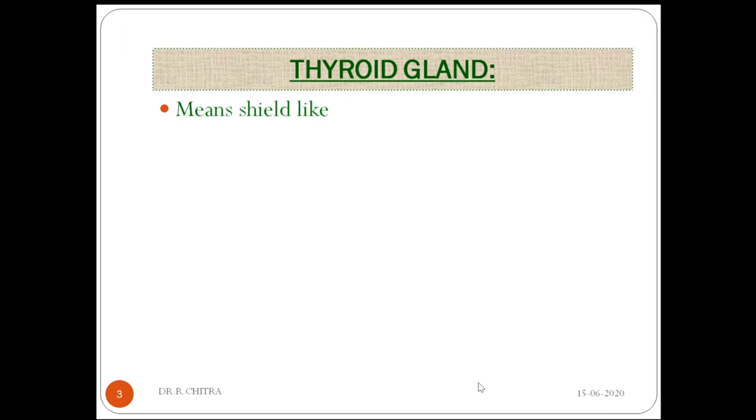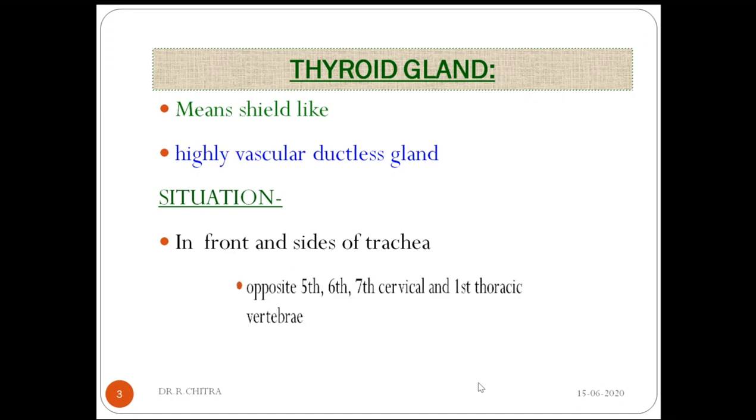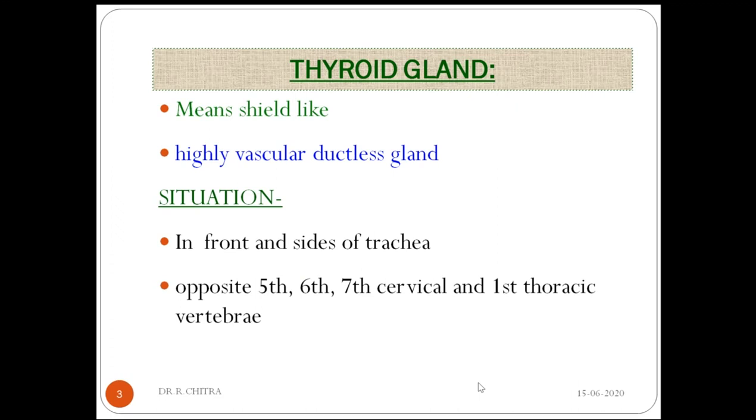Thyroid means shield like. It's a highly vascular ductless gland. Vascularity, now only we told, we can compare even with that of the kidney. Situation: in front and sides of the trachea. So it is in front of the tracheal rings, second, third, fourth tracheal rings, opposite to the fifth, sixth, seventh cervical and first thoracic vertebra. It is situated in front and sides of the trachea.